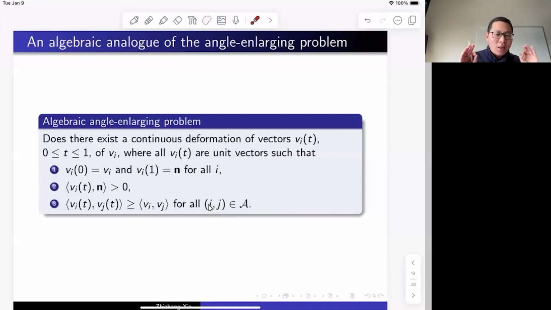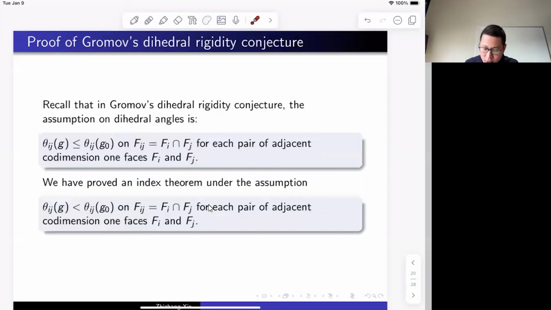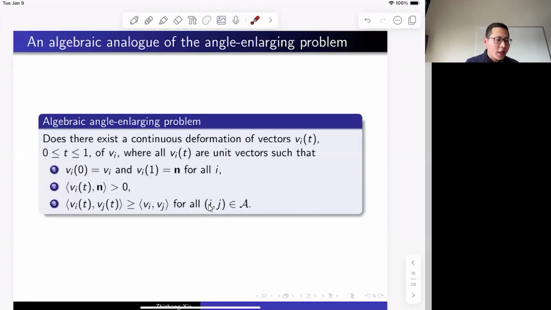But as I mentioned, for the boundary condition, you can forget about the convex polytope, and you can forget about the combinatorics. You only need to keep track of the vectors and what are considered adjacent. Okay, so this is the algebraic version. And this has the advantage that it makes the problem easier, and has a better chance to be true, I guess.